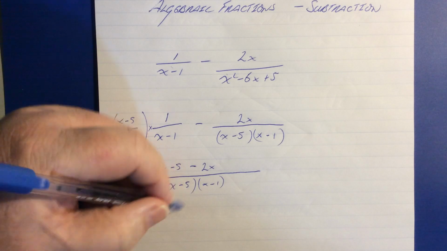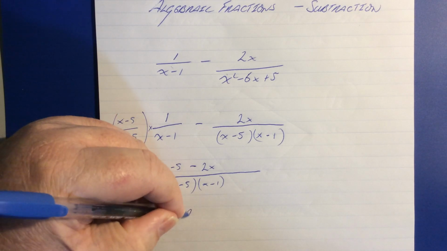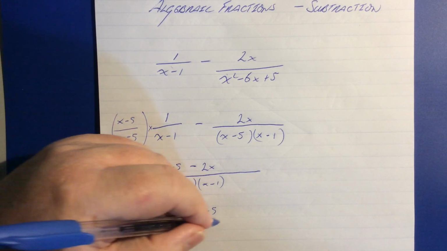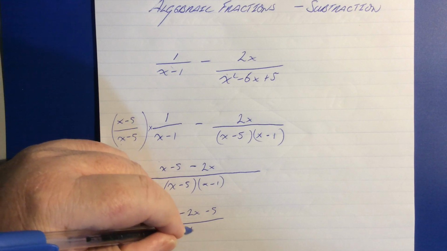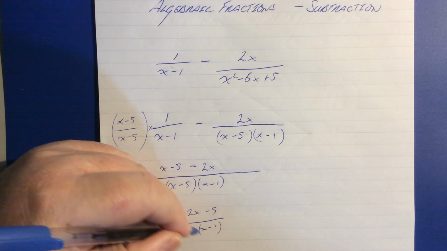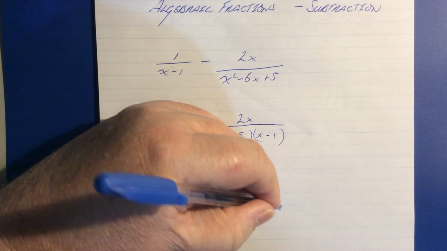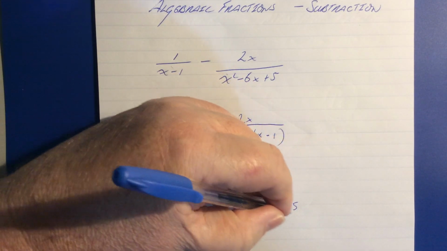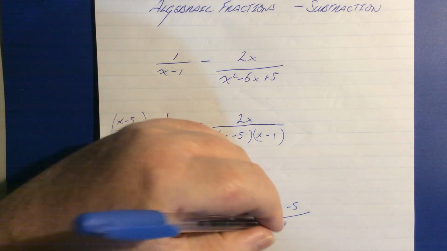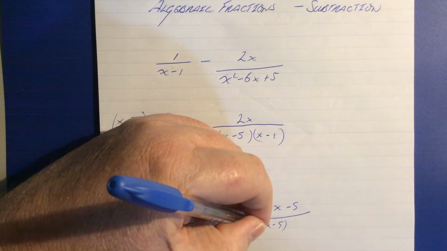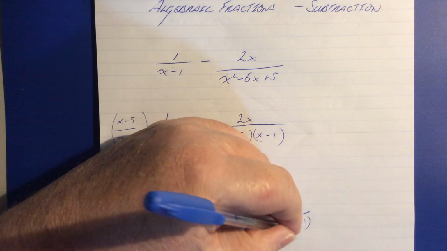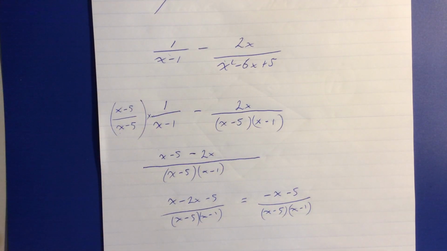Okay, so let's tidy this up. I've got x minus 2x minus 5 all over x minus 5, x minus 1, which gives me x minus 2x is negative x minus 5 all over x minus 5, x minus 1. Now, I'm fairly certain that this is not the only way in which you can arrive at this, but it is by far the least painful way.